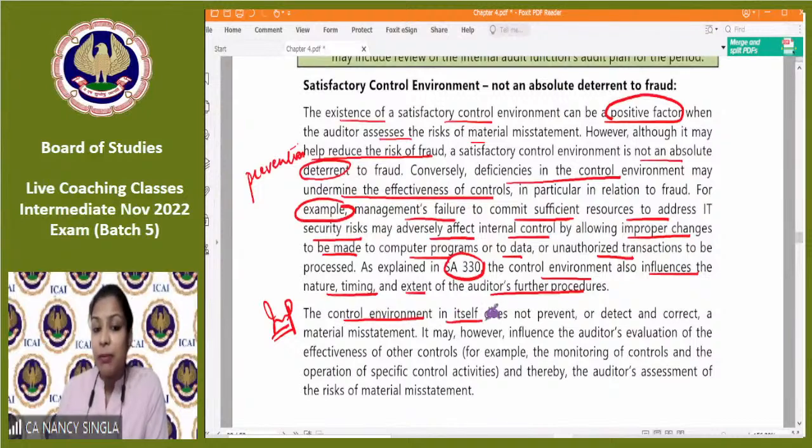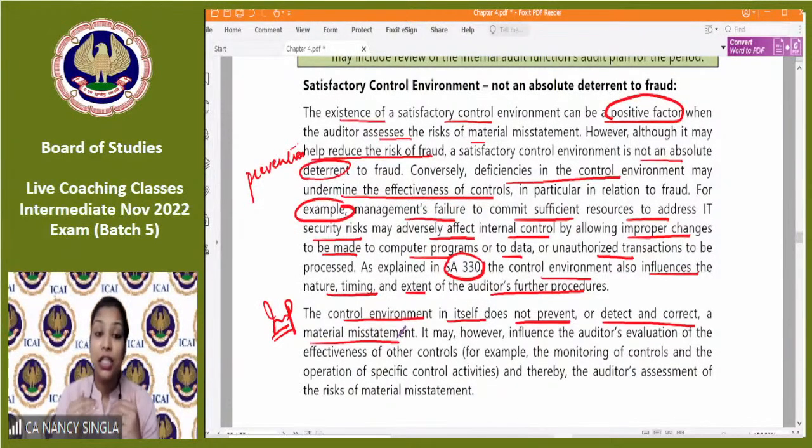The control environment in itself does not prevent or detect and correct a material misstatement. So I may give you a true or false: a control environment in itself prevents or detects and corrects a material misstatement. The answer is no. So what is the benefit of a satisfactory control environment? It helps in the auditor's assessment of the risk of material misstatement and further to decide what should be the nature, timing and extent of audit procedures.